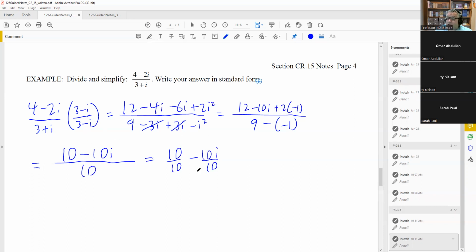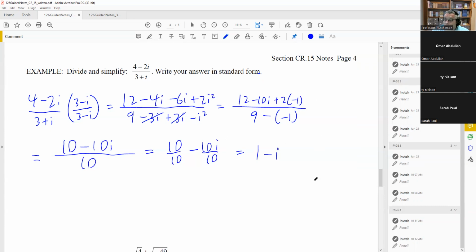You want to take it down to this step, because if you leave it in this fraction form here, this is not in standard form, because we've got a fraction still. So that's why you want to take it over to this. And sometimes this reduces and sometimes it doesn't. In this case, it does in fact reduce, and you're going to get 1 minus i as your answer, and that would be the final answer in standard form. So by dividing all this, we end up with 1 minus i.